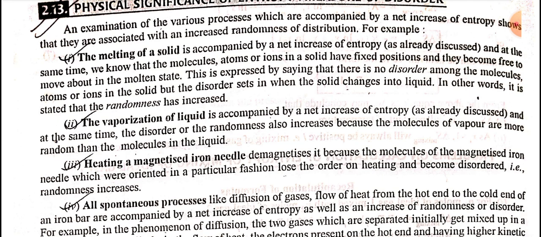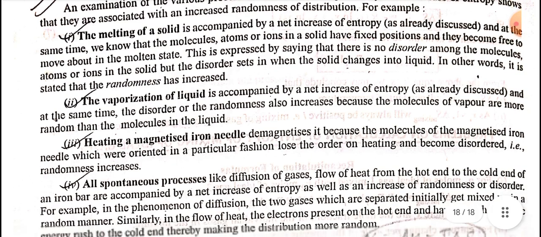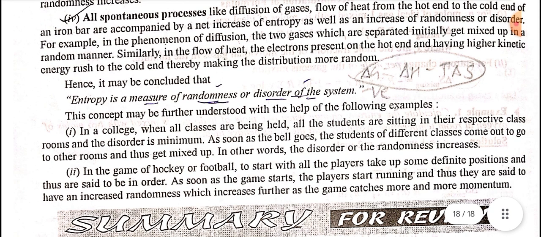Fourth, all spontaneous processes like diffusion of gases and flow of heat from the hot end to the cold end of an iron bar are accompanied by a net increase of entropy as well as an increase of randomness or disorder. For example, in diffusion, the two gases which are separated initially get mixed up in a random manner. Similarly, in the flow of heat, the electrons present on the hot end, having higher kinetic energy, rush to the cold end, thereby making the distribution more random. Hence, it may be concluded that entropy is a measure of randomness or disorder of the system.